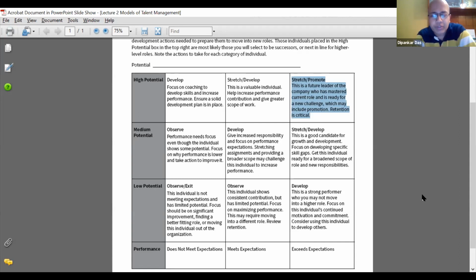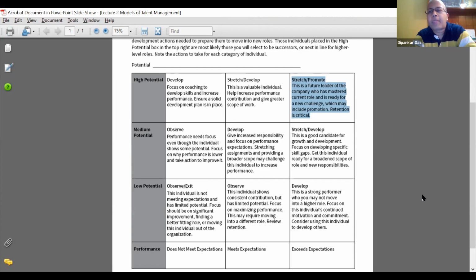Any of your organizations using this tool? In my organization, we use this tool. Okay, very good, Suketu. So do you use it as an appraisal tool or as a planning tool? No, we use this for talent management. For appraisal, we only refer to the performance part, which is management by objectives. So that's a completely separate process.